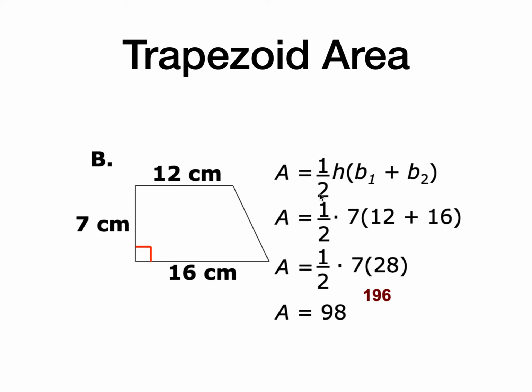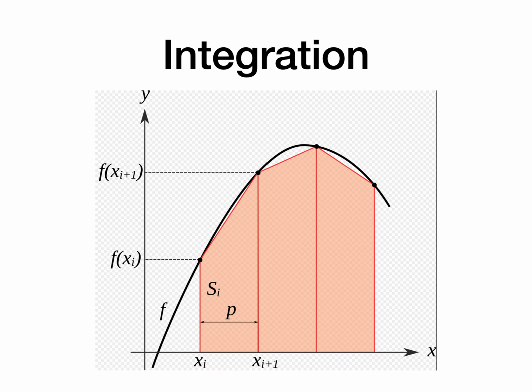So in this case, the height is 7, times the upper line plus the lower line, which is 12 plus 16, then divide by 2. You get the area for this trapezoid. And that's how we're going to calculate the trapezoid area in our force plate data.